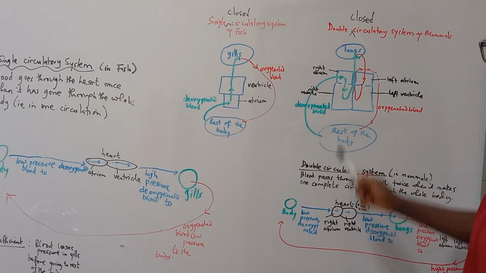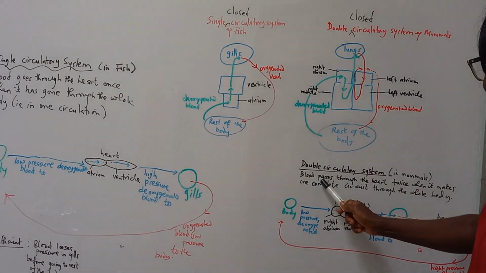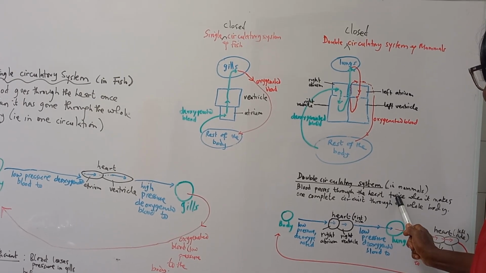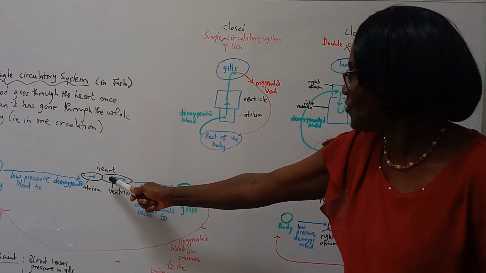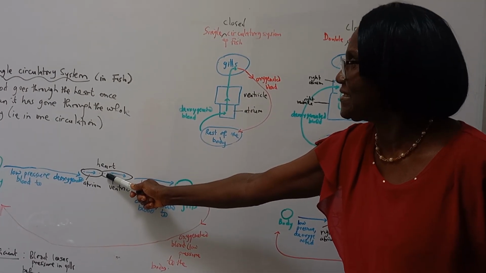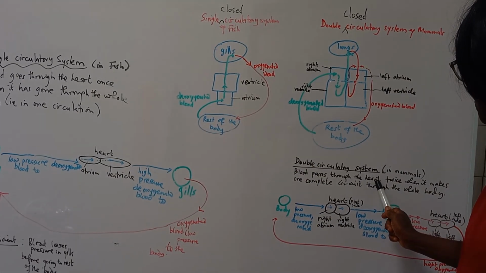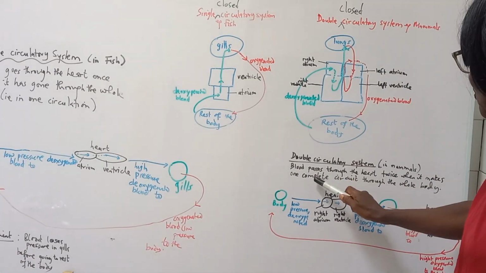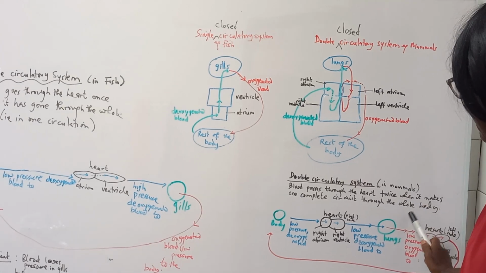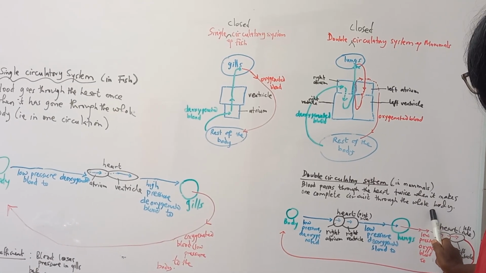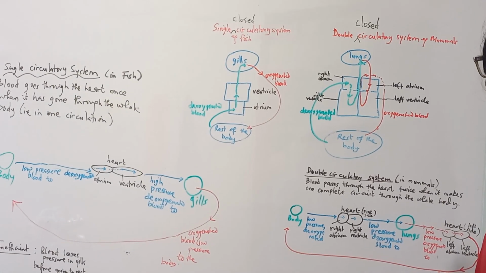Good. So in double circulatory system, the blood passes through the heart twice. That is the key. Here the blood passes through the heart once. Single circulatory system. Double, the blood passes through the heart twice when it has gone one complete circuit through the body. So this is how it does it.